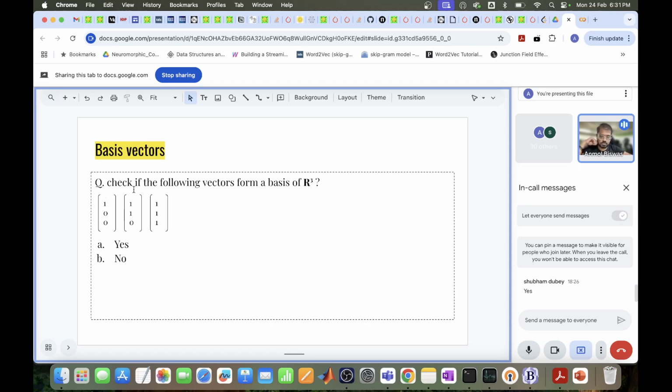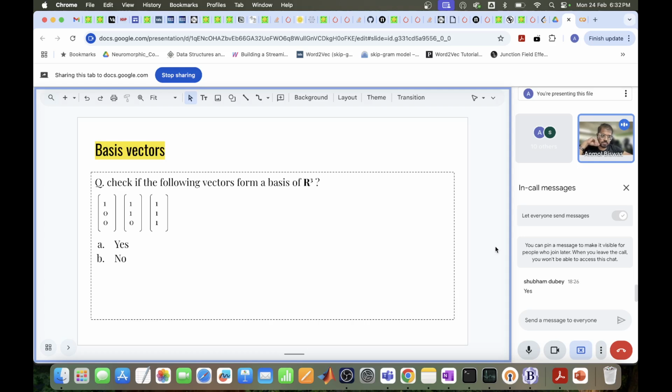Similarly, the others cannot be expressed as a linear combination of the remaining two, right? So 1 0 0 cannot be expressed as a linear combination of these two, because if you have to get rid of something to match this zero, then something else comes in, right? So formally, this is linearly independent, right? You cannot express any of these vectors as a linear combination of the other vectors, right?